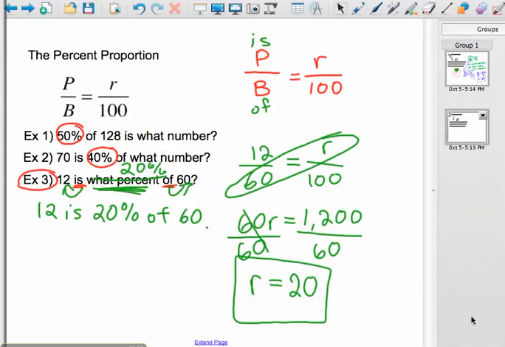So, in conclusion, you have 3 different types of examples that you can use the percent proportion for. There are also various word problems that we can use this proportion for. But we want to start off one step at a time. So, when you see a problem where it asks you for a number and it gives you a percent, or it asks you for a percent and it gives you 2 numbers to compare it to, you may use this percent proportion, where P stands for percentage, B stands for the base, which is the whole, and the little r stands for the rate, which is the percent.